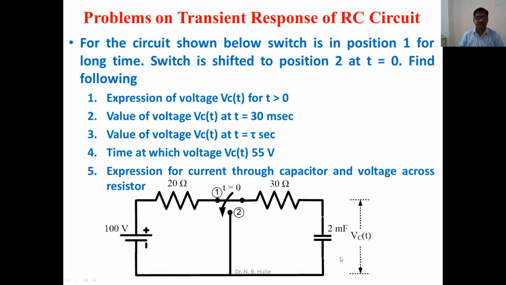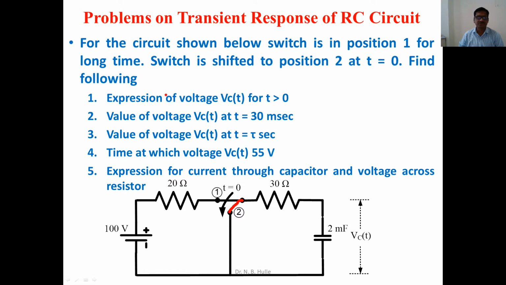In this video, we will try to solve this particular problem. In the circuit shown below, the switch is in position 1 for a long time, meaning the steady state was reached. The switch is shifted to position 2 at t equal to 0, meaning at t equal to 0, the switch is shifted to this position.